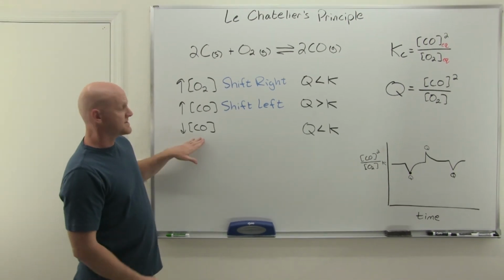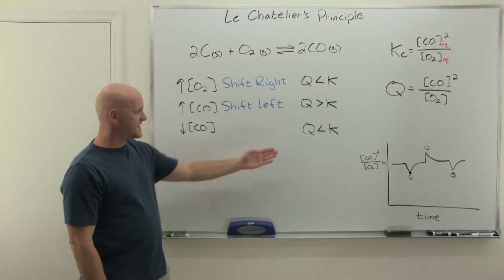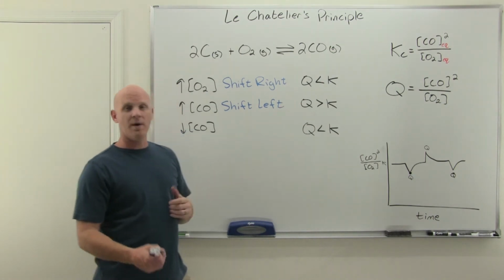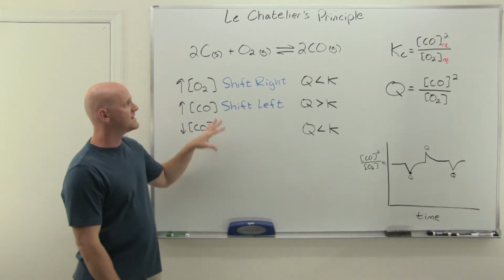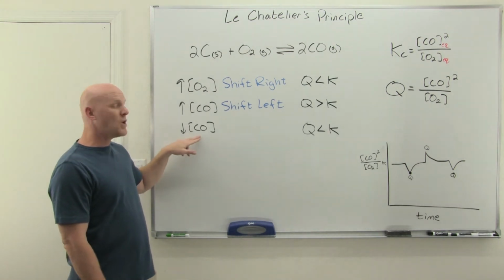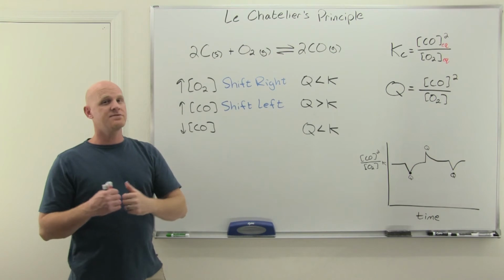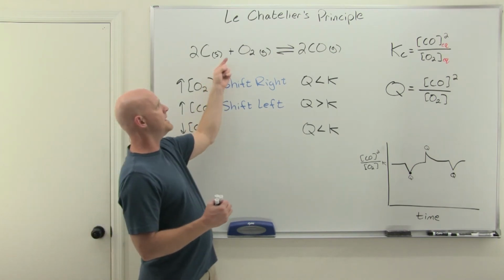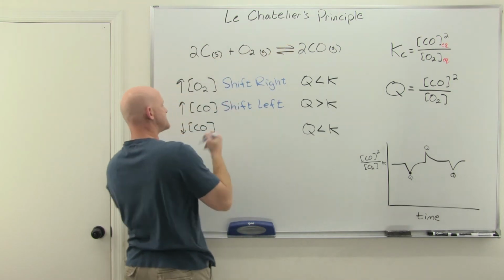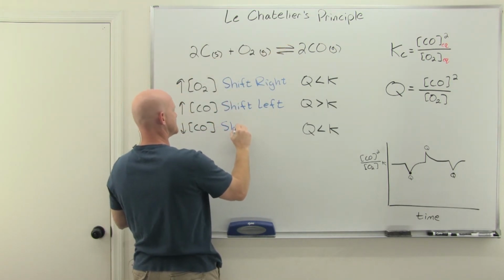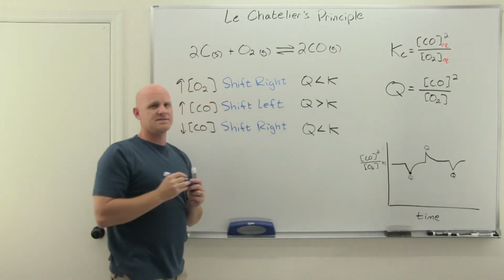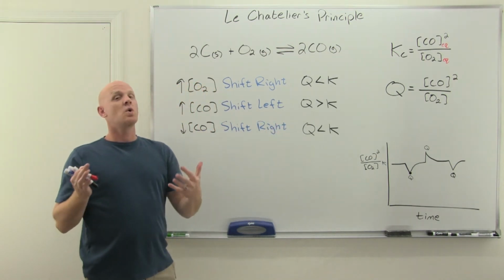All right, so in this case, you could look at this mathematically to say Q is less than K, so we need to shift to the right to make that ratio go up, and that's one way to look at it. You could also, again, conceptually say, well, what's the problem? Well, our problem is we're not at equilibrium anymore because we don't have enough CO. And if we don't have enough CO, how do we counteract that problem? Make some more. And so another way to look at it, yep, this needs to go in the forward direction again, and we say that this equilibrium needs to shift to the right.